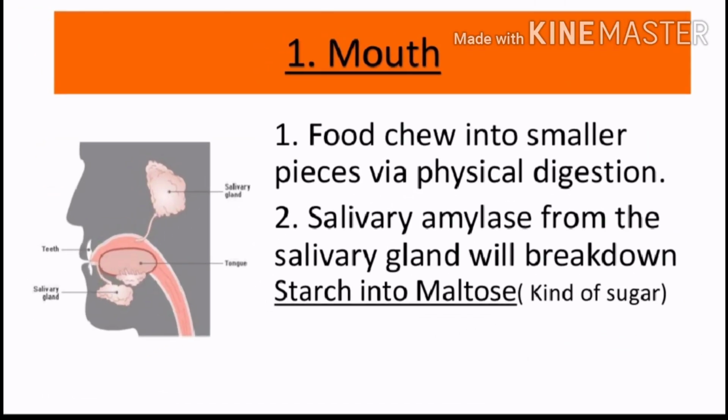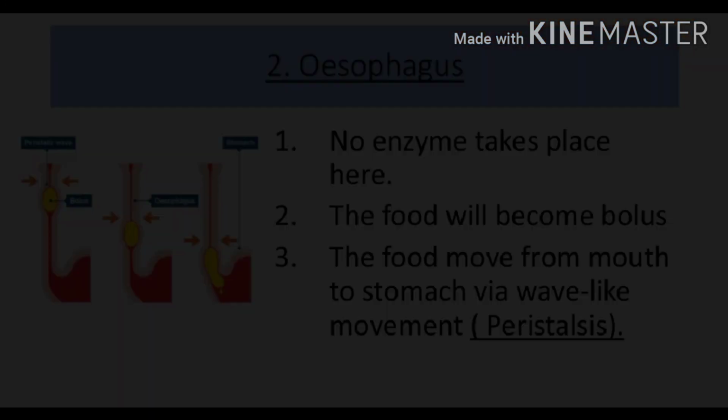Now, students, we will discuss about the different parts of human digestive system. Firstly, starts from mouth. Number one, food is chewed into smaller pieces via physical digestion. Number two, salivary amylase from the salivary glands will break down starch into maltose. We know about the salivary glands; they secrete saliva, which helps in the digestion.